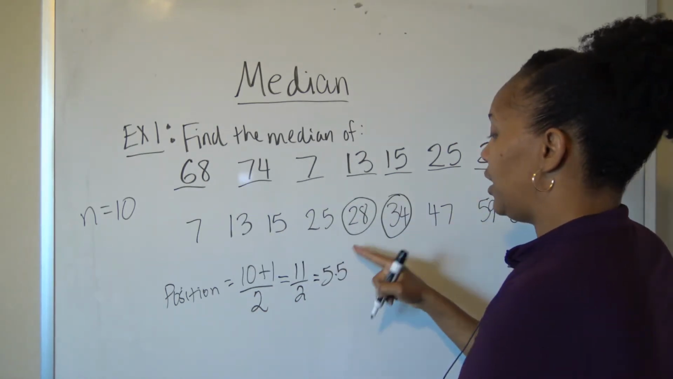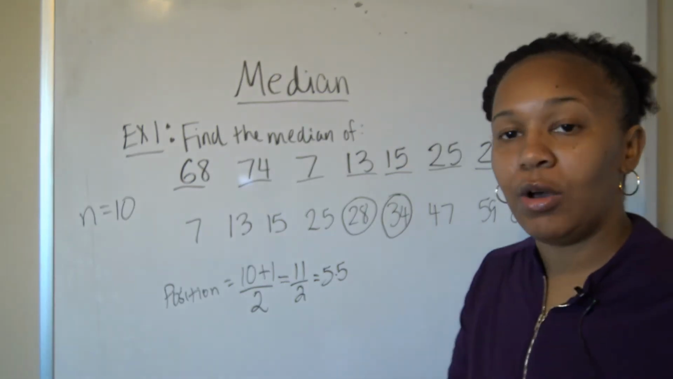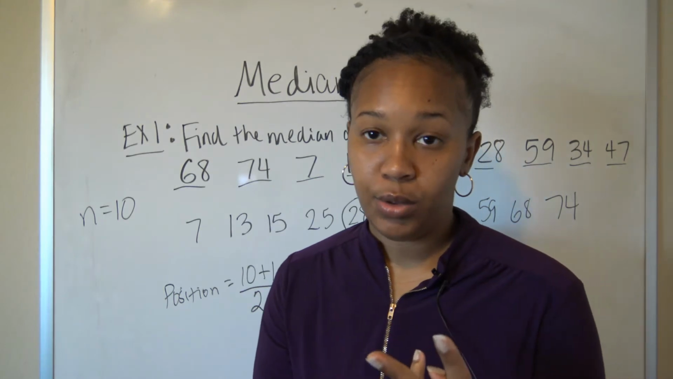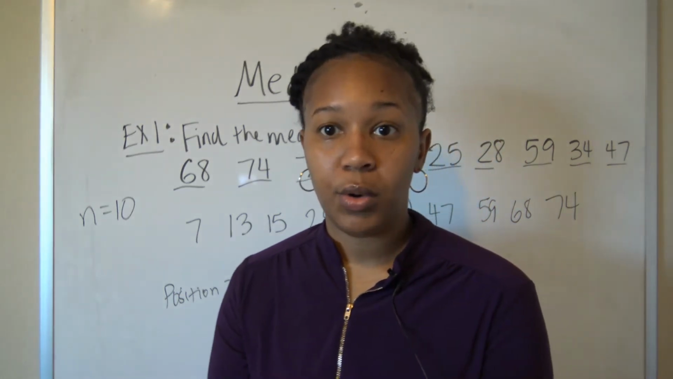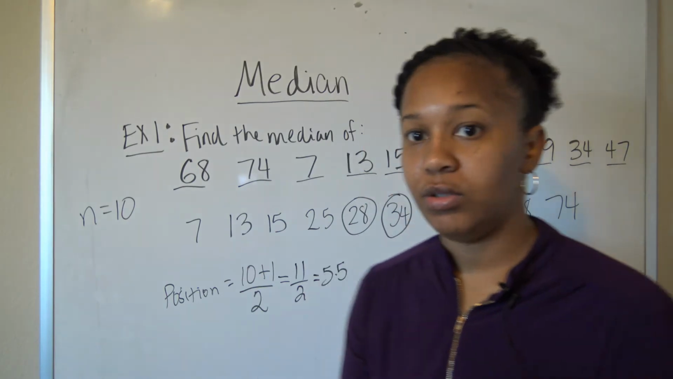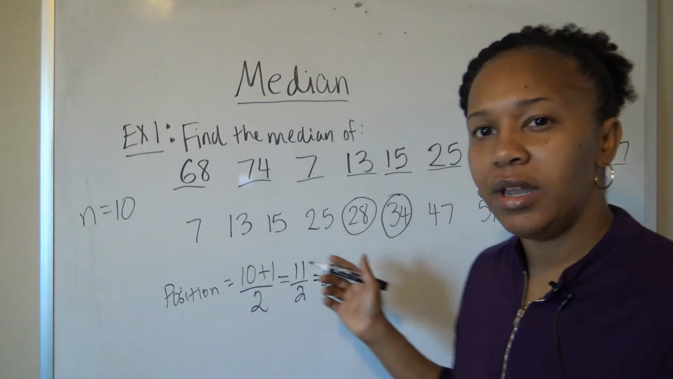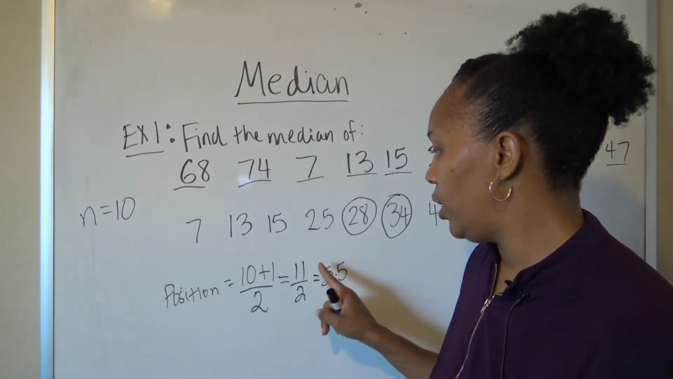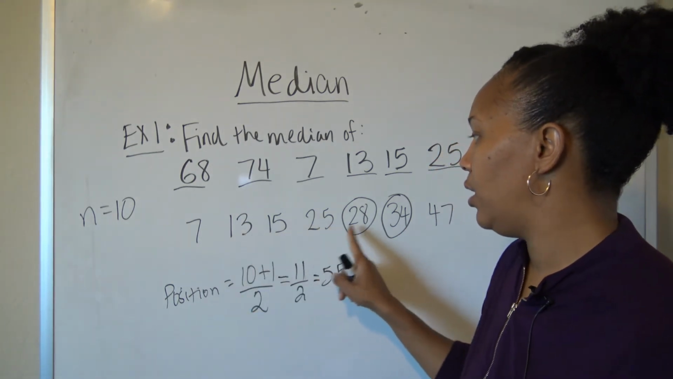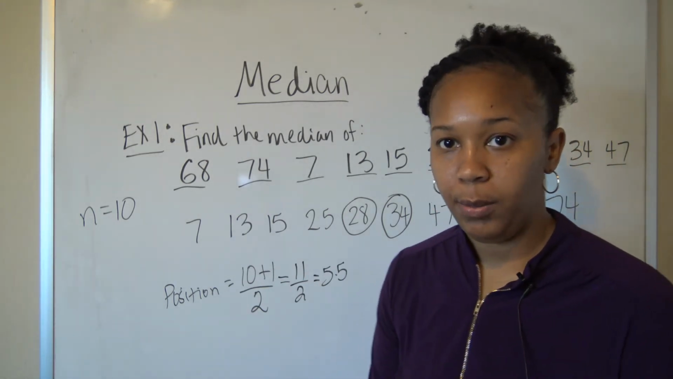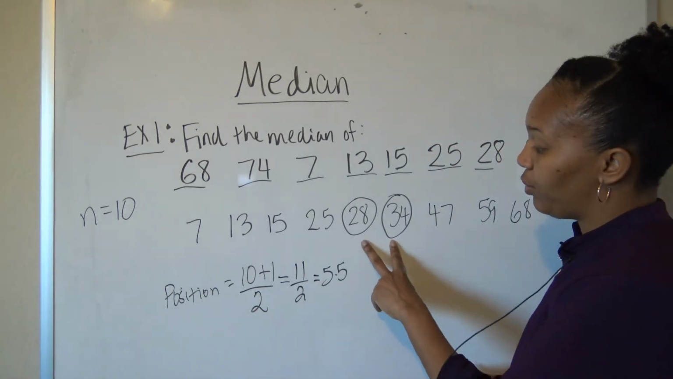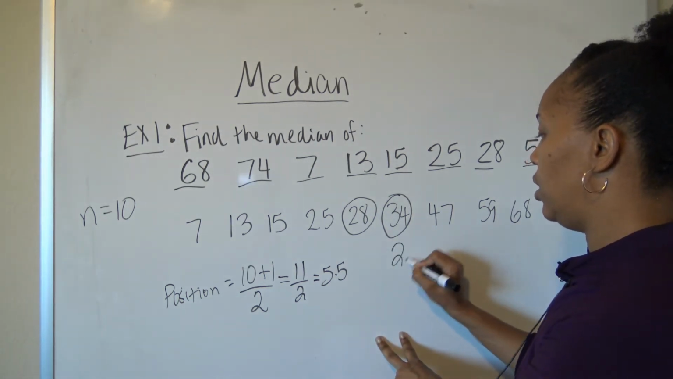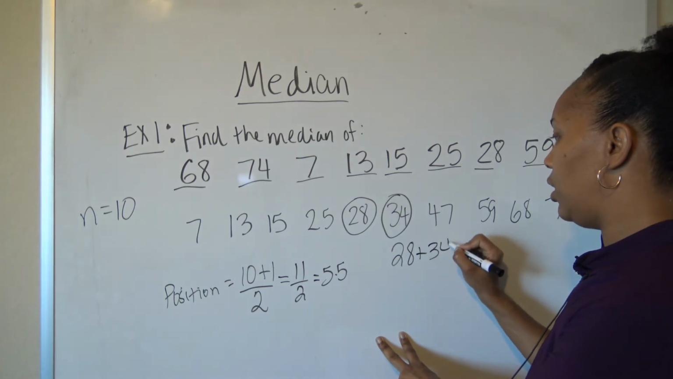Basically, since I got a decimal, that lets me know that I have an even number of numbers and I have 2 numbers in the middle. And whenever you have 2 numbers in the middle, you have to take the average of those 2 numbers. If this was an odd number of numbers, I would get a whole number here. And whatever that whole number is, I'll just count to that number and it would be my middle number. Alrighty. But because there's an even number of numbers, there are 2 numbers in the middle, and you have to take the average of those 2 numbers. So the 2 numbers in the middle are 28 and 34.